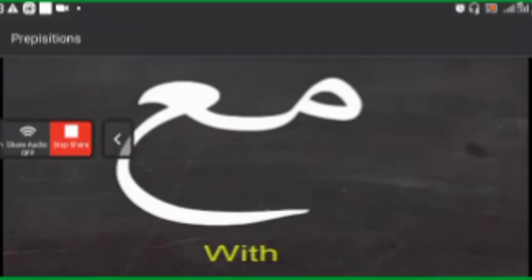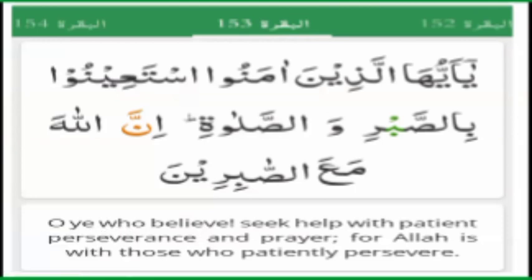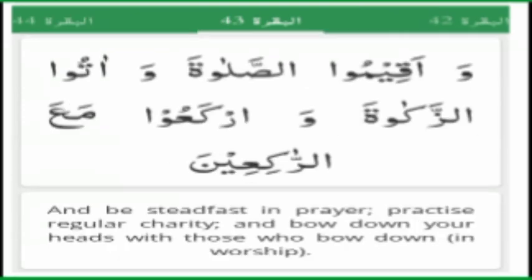Let's look at the examples. أعوذ بالله من الشيطان الرجيم. يا أيها الذين آمنوا استعينوا بالصبر والصلاة، إن الله مع الصابرين. مع الصابرين means with those who are sabirin, the patient. وأقيموا الصلاة وآتوا الزكاة واركعوا مع الراكعين. مع الراكعين means with the people who are rakiin, who are performing ruku'.